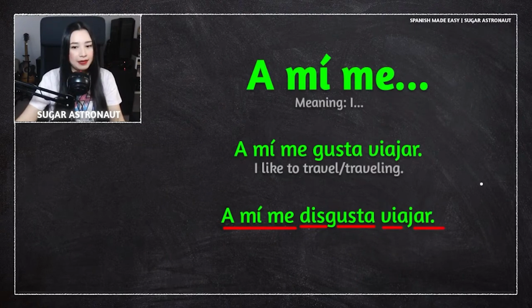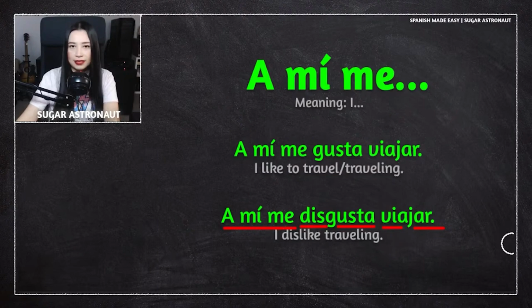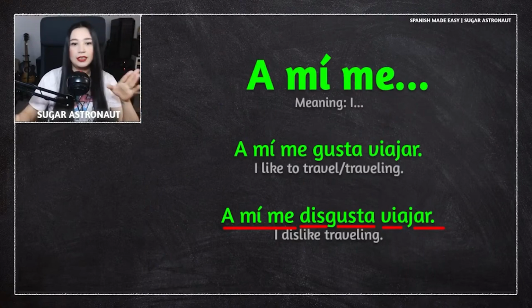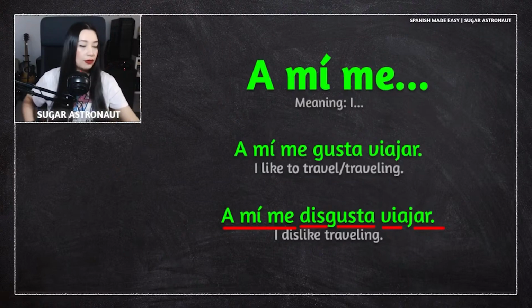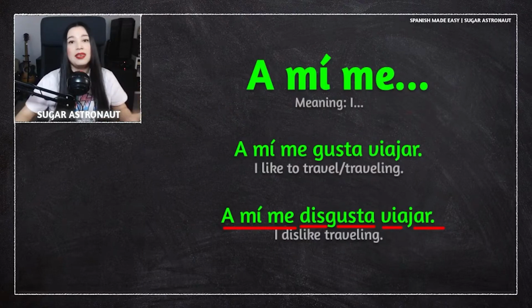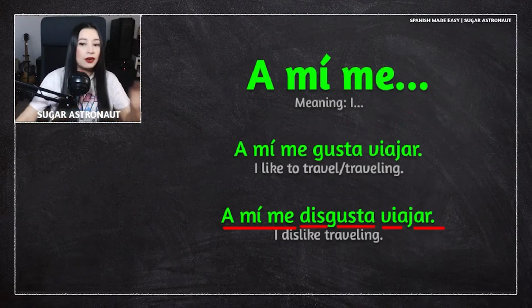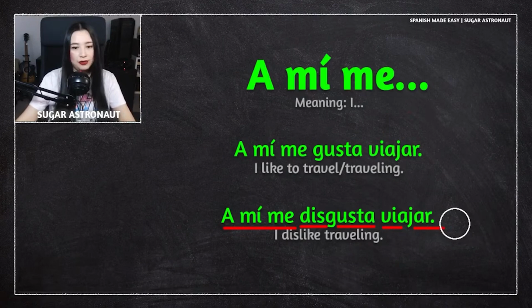You know what viajar means? Viajar means to travel. So let's just reveal the translation. I dislike traveling. That's what this phrase means. So just keep in mind that you can use a mí me to say that you like things or you dislike things. Okay? So you have more than one choice. You have many choices. A mí me works with many different verbs other than gustar. So it's very good to know that, so you know how to use a mí me.